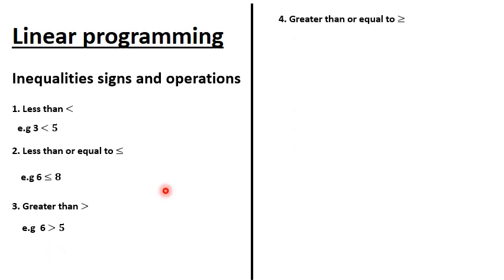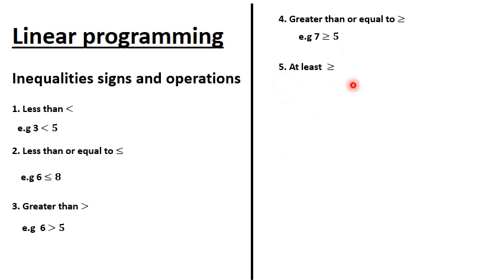Point number 4, we have greater than or equal to. It is represented by the greater than sign with a line below it. For example, we can have 7 is greater than or equal to 5. So 7 is either greater than 5 or it can be equal to 5. In place of 7 we can substitute an unknown letter, let's say y is greater than or equal to 5. We shall see how these can be used in real situations.